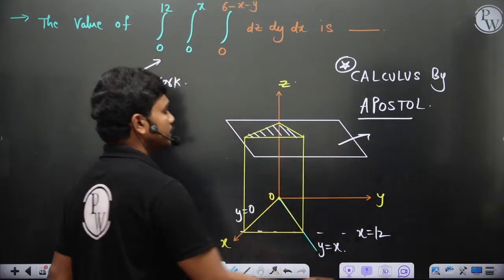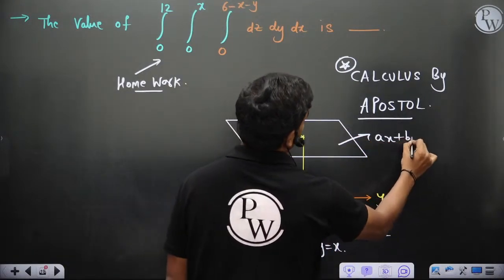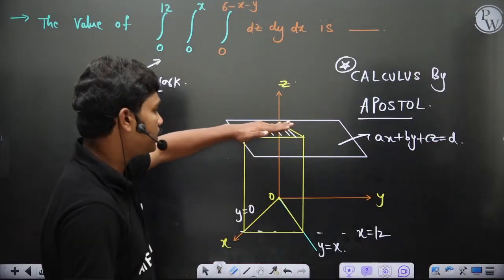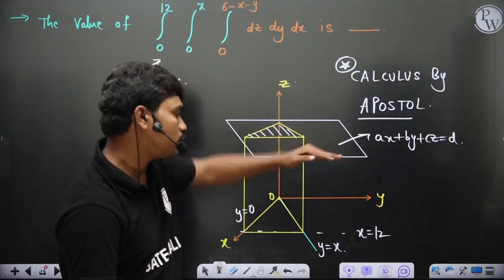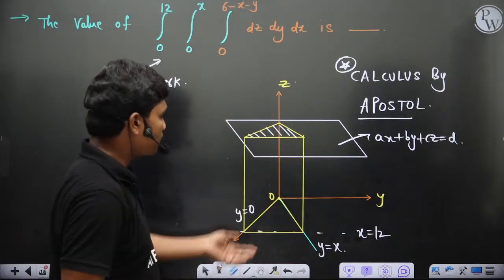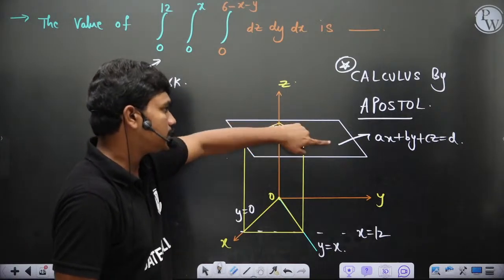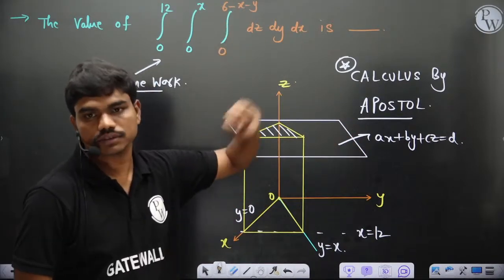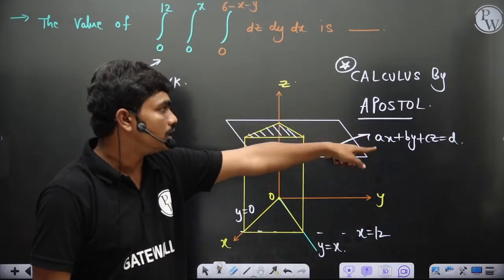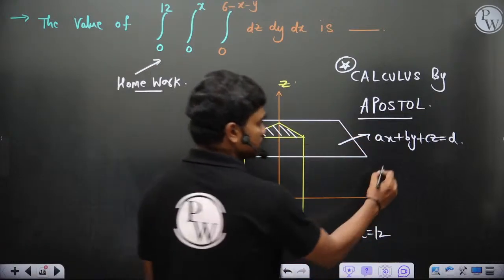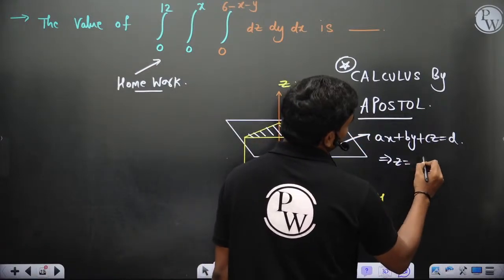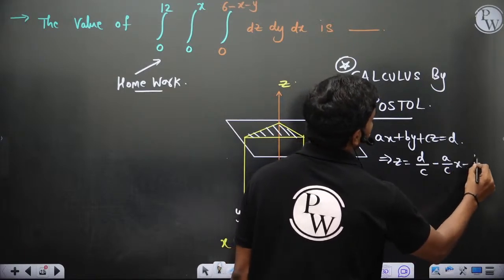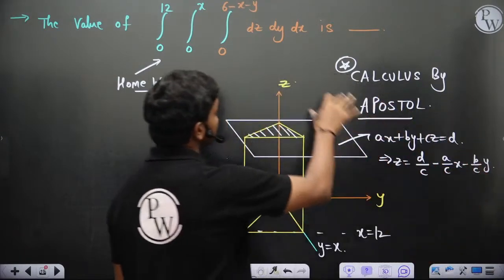some plane, for example ax plus by plus cz equals d. This plane need not be exactly straight, it can have certain orientations, that's a general equation, but the top edge is restricted by this plane. In such a case, if you get the value of z from this, it turns out to be d by c minus a by c times x minus b by c times y. Something similar to this I have given here.